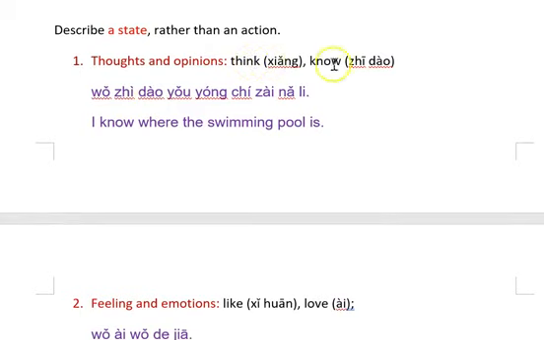想 think, 知道 know. Okay, let's have a look at 想 and 知道 in a sentence. 我知道游泳池在哪里。I know where the swimming pool is. So 知道 is the verb of that sentence.